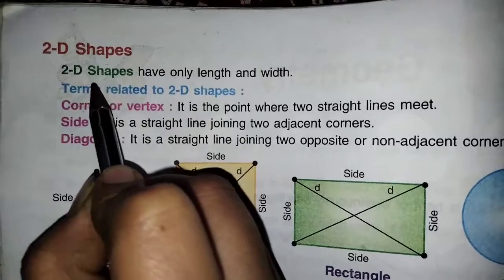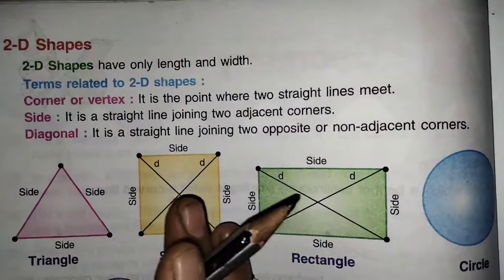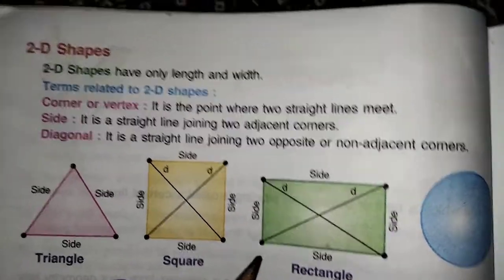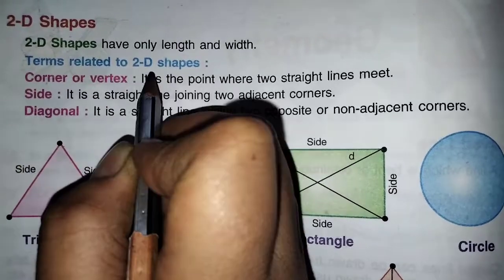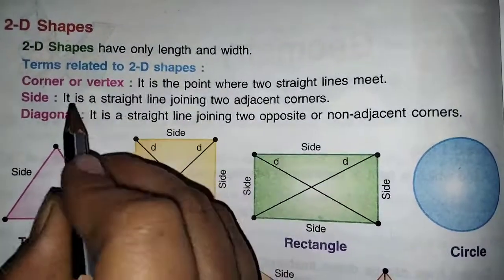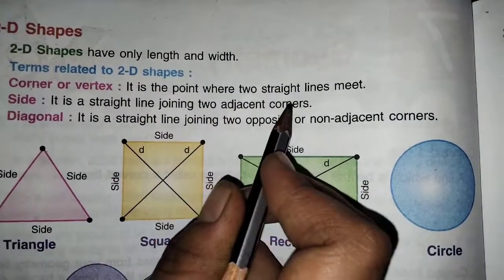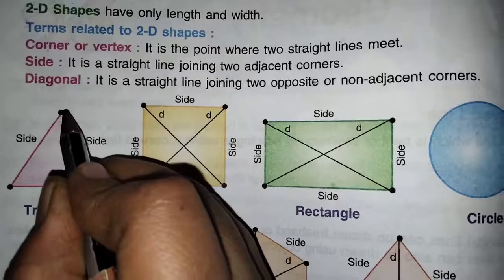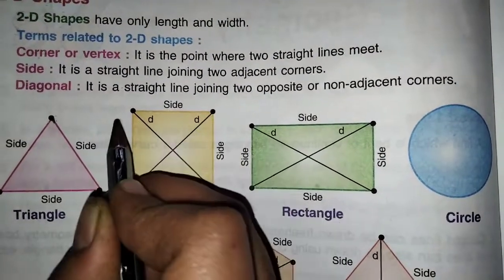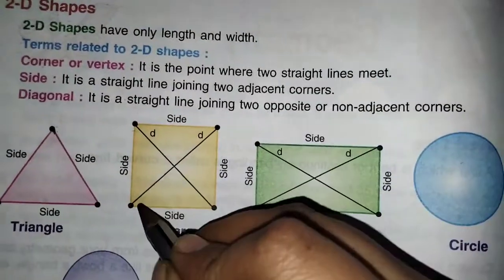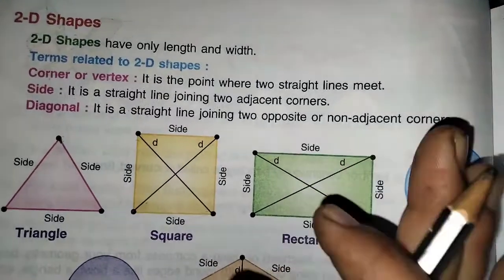2D shapes. 2D shapes have only length and width. Terms related to 2D shapes. Corner or vertex. It is the point where two straight lines meet. This is a corner. This is the corner, otherwise vertex. It will meet two lines, that is known as a vertex, otherwise corner.